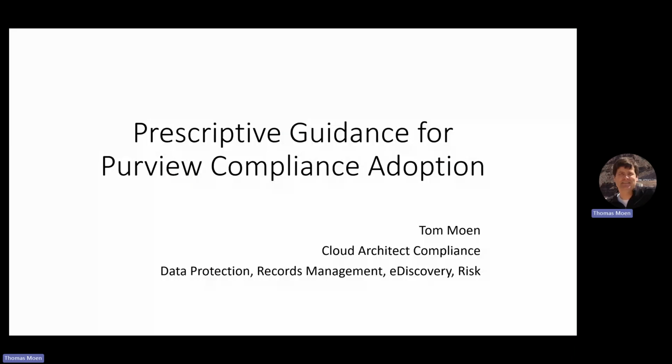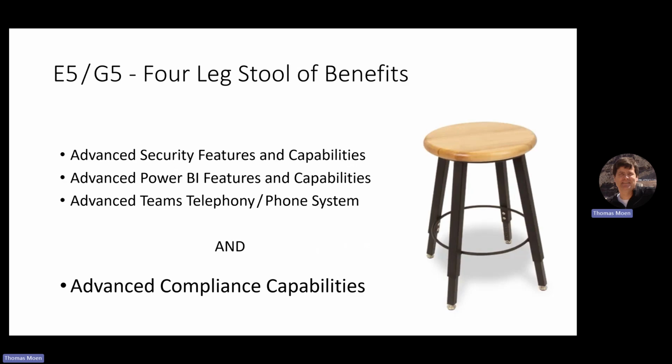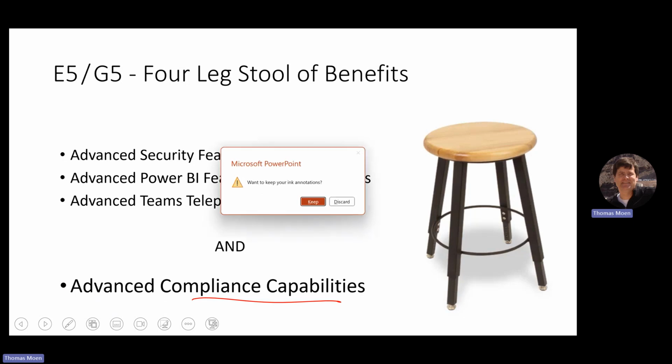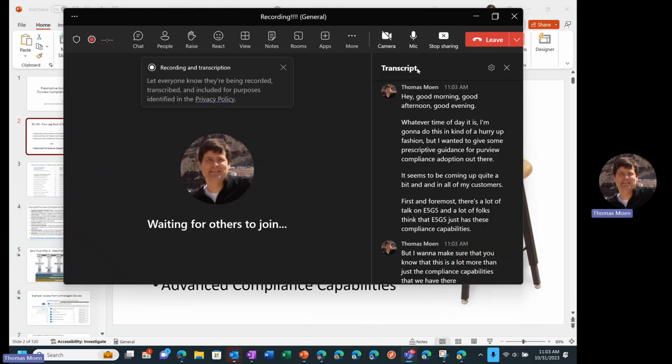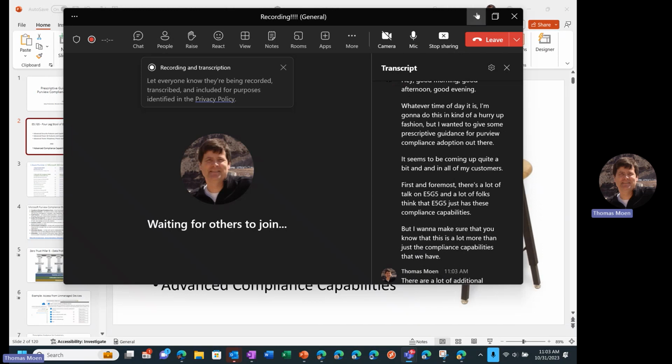Passion, but I wanted to give some prescriptive guidance for Purview compliance adoption out there. It seems to be coming up quite a bit in all of my customers. First and foremost, there's a lot of talk on E5, G5, and a lot of folks think that E5, G5 just has these compliance capabilities. But I want to make sure that you know that this is a lot more than just the compliance capabilities that we have. There are a lot of additional feature functions, capabilities.